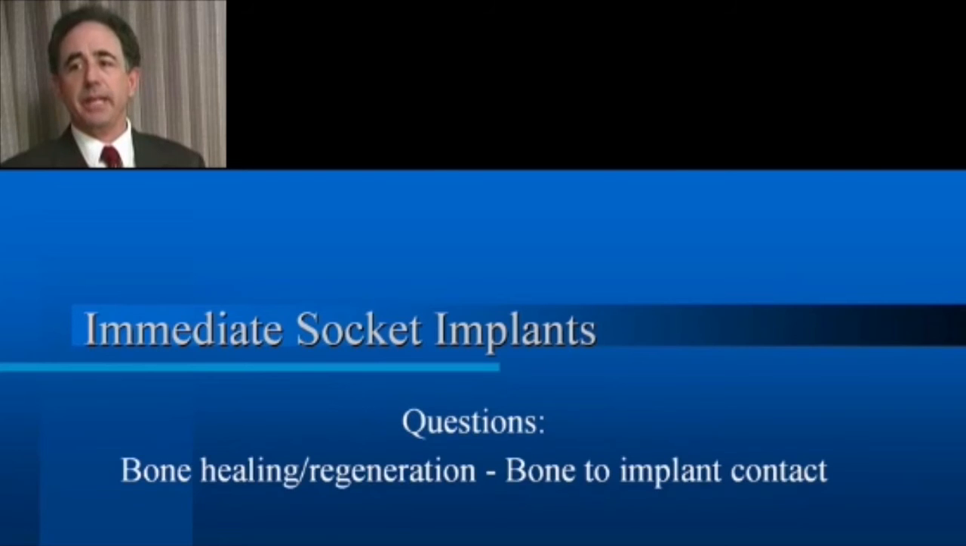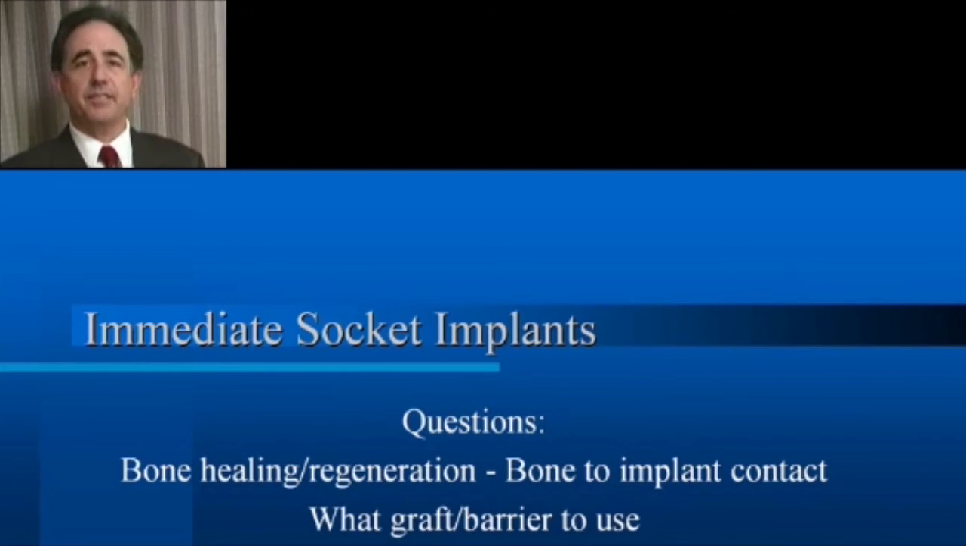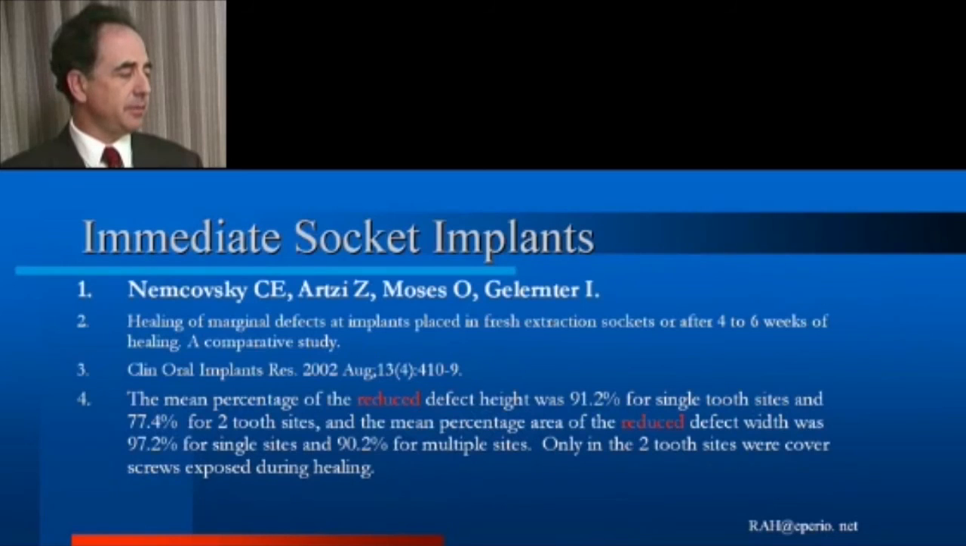Some of the questions with immediate sockets that will be answered in further literature analyses are: what is the bone to implant contact? Does that depend on the surface, the graft material, and how much bone the implant is in contact with at the time of placement? What graft and barrier to use? One technique will be shown now, but other techniques may be developed over time to form more vital bone.